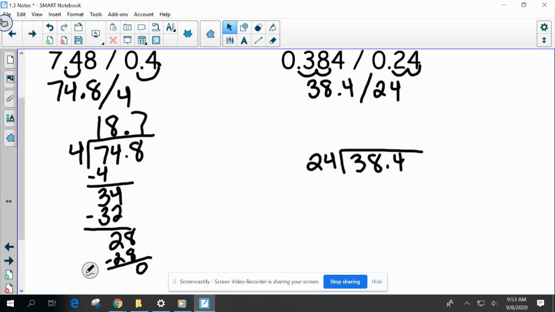Okay, so how many times would 24 go into 38? 1 time. So then I subtract that and get what? 14. Carry down my 4. So 24 goes into 144 6 whole times, and that equals 144. And I get a remainder of 0.